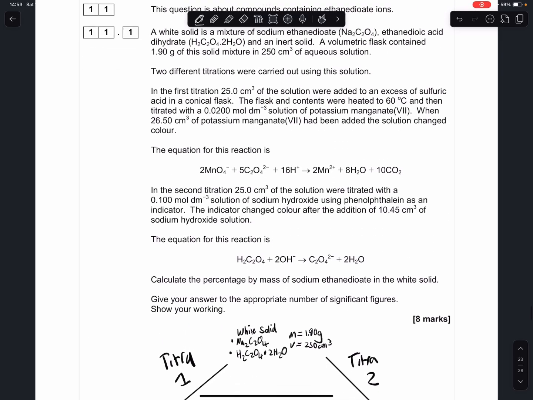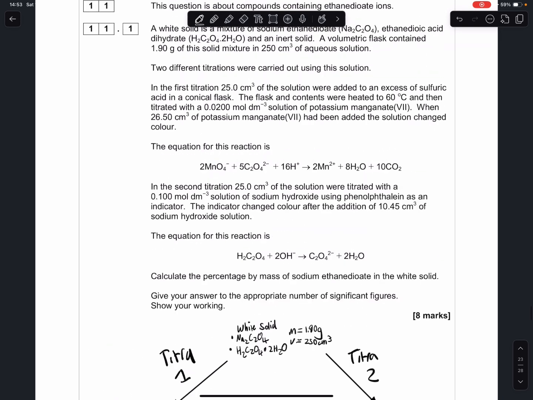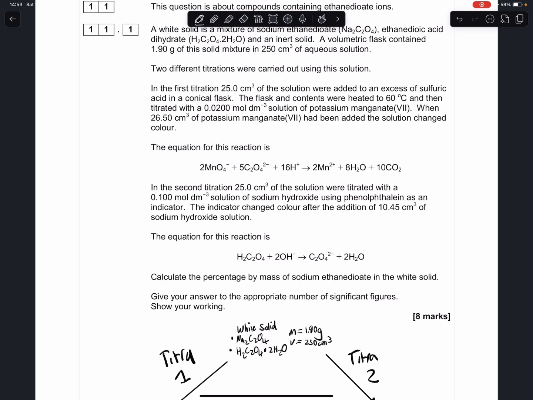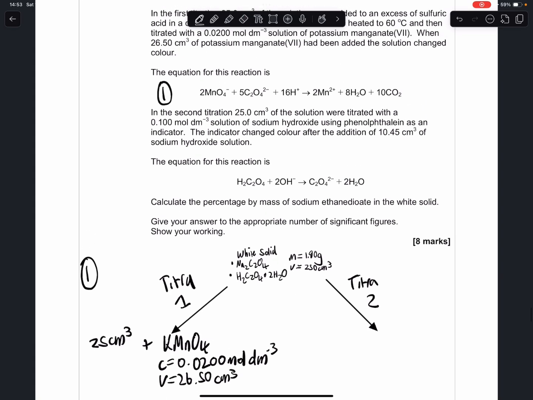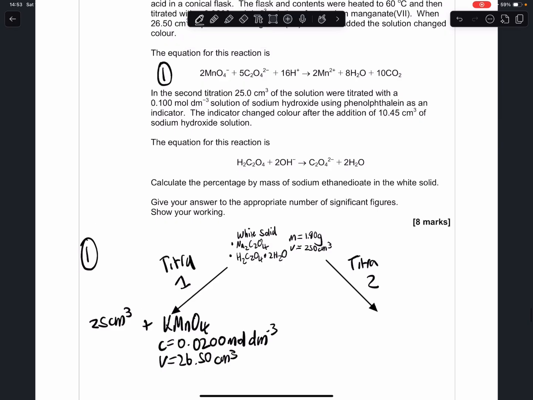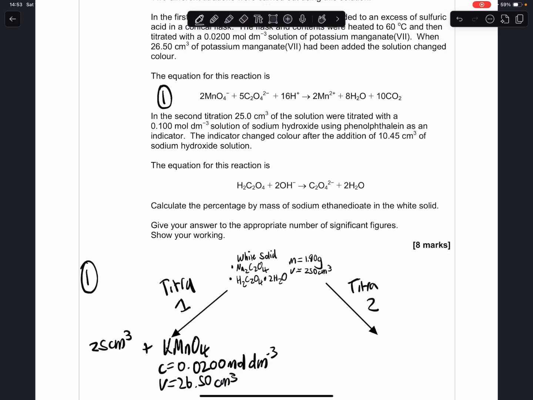Now for titration 2, I also just want to quickly point out, you should write out that this equation here is what is going on in titration 1. So I'm going to write a little 1 there, and a little 1 there, just to refer that these are the same equation, because remember it's acidified, and we're reacting our MnO4 with our C2O4. That is from the white solid, that is the potassium manganate.